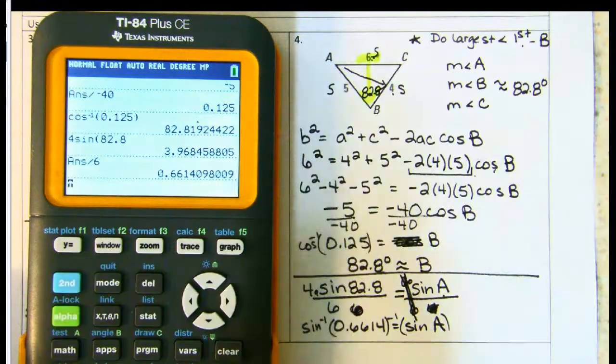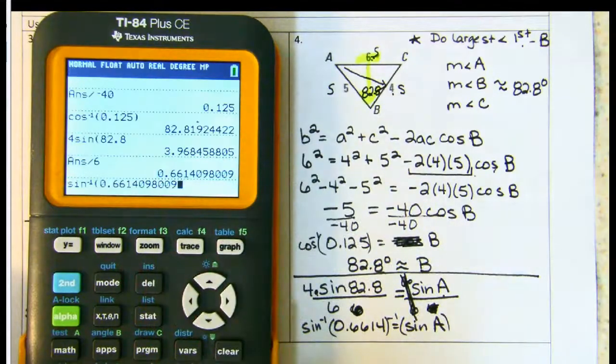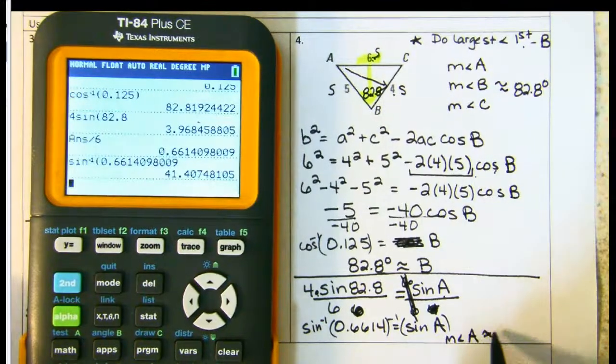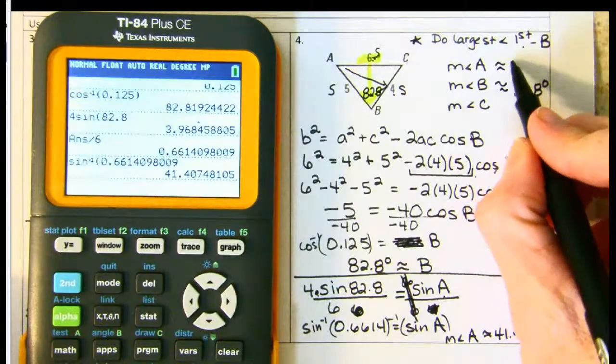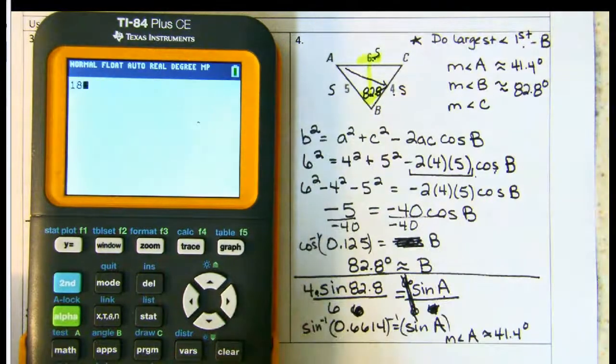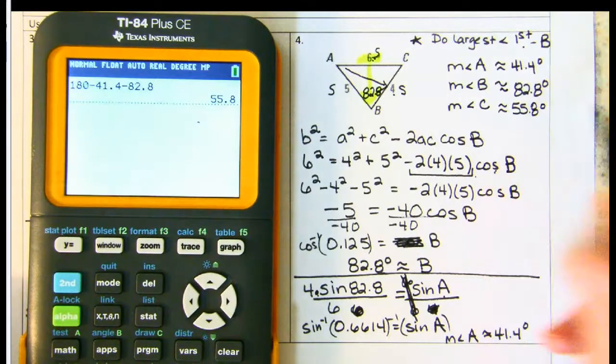Now I am going to simply do the inverse here on both sides. So the inverse of sine of that 0.6614, or let me just grab that so I don't round that at all, is going to give me the measure of angle A to be approximately 41.4 degrees. So let's go ahead and write that up here at 41.4 degrees. Now we can simply use the 180 degrees, subtract these two out to find C, which is 55.8 degrees.